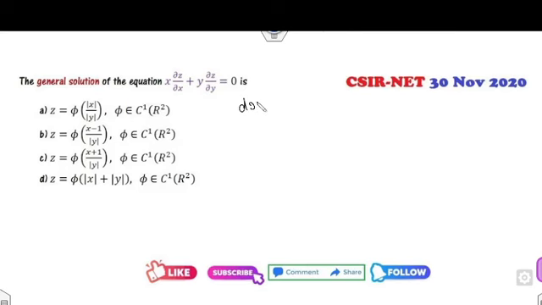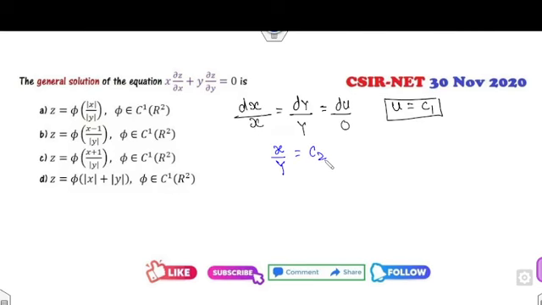Again, this is the Cauchy Euler, this is the Lagrange equation. So I can write this equation: dy over y is du over 0. So one solution is u is equal to C1. From this equation, you can see x over y is my another constant.